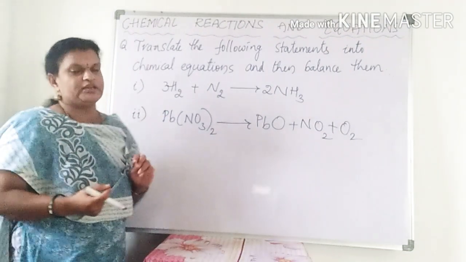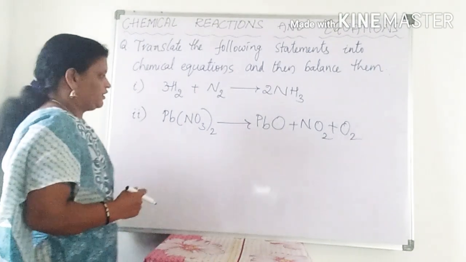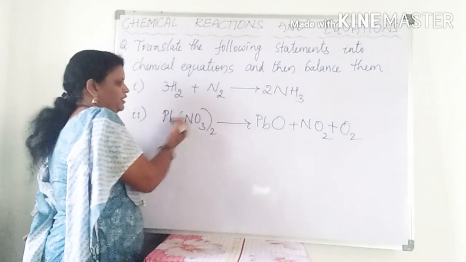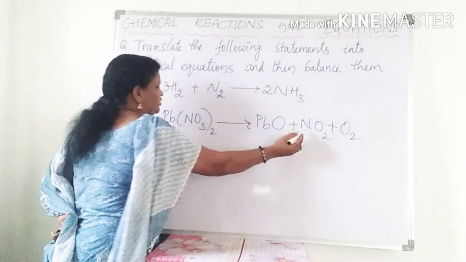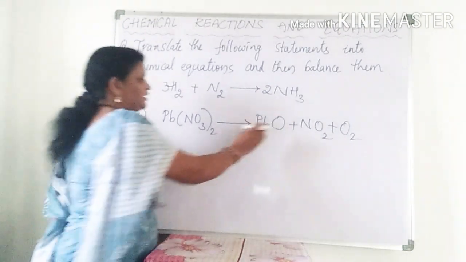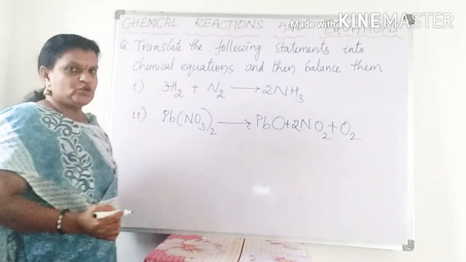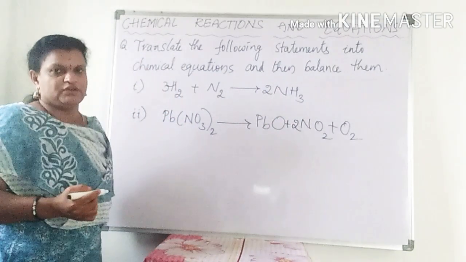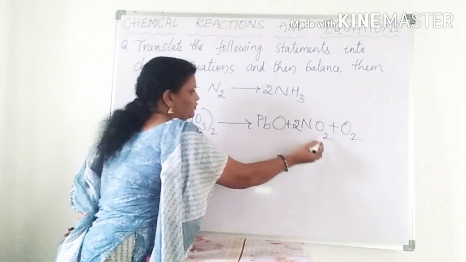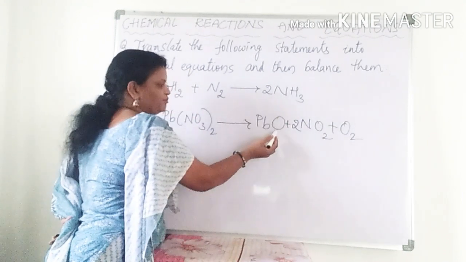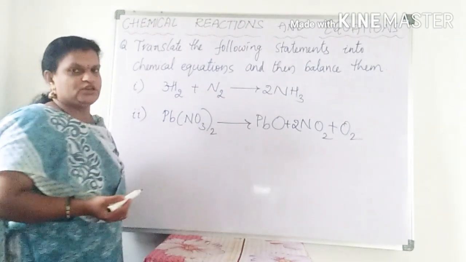So we have written the unbalanced equation, right? Now we have to balance this equation. Here we have lead, and on both sides only one atom is there. But nitrogens, on the left 2 atoms, on the right only 1 atom. So let us try to balance nitrogen first, by writing 2 before NO2. By writing 2 before NO2, we check whether it is balanced or not. Nitrogens are balanced, okay. But what about oxygens? Here 6, and on the right 4 plus 2 plus 1, altogether 7.